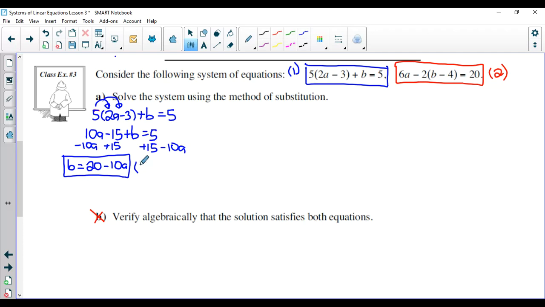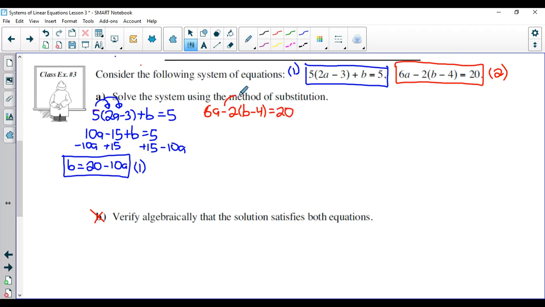Okay, so the second equation is, sorry, just for a second, it froze up. Okay, so the second equation is 6a minus 2b minus 4 is equal to 20. Okay, let's get rid of these brackets.